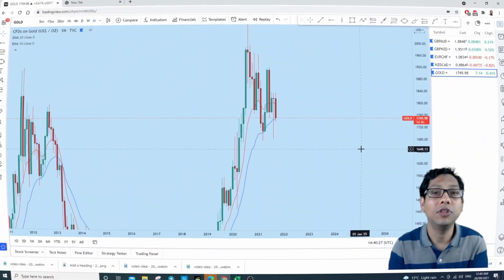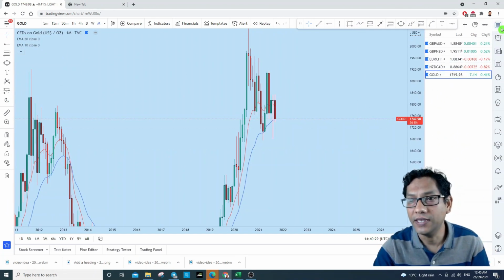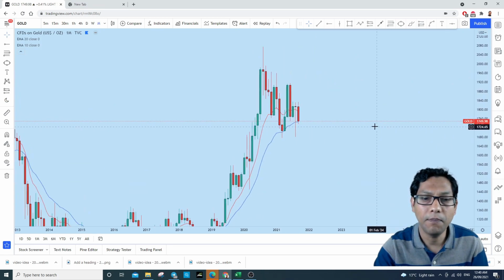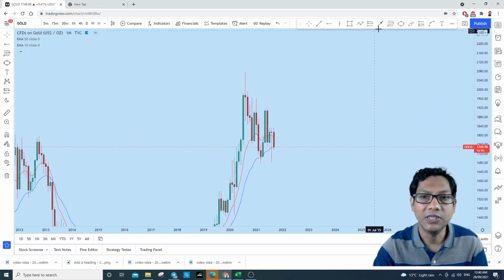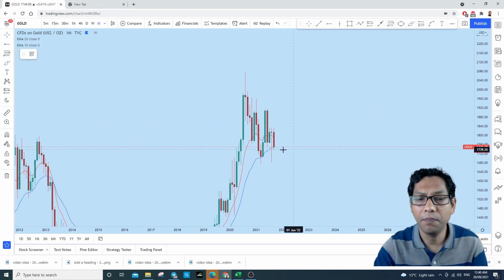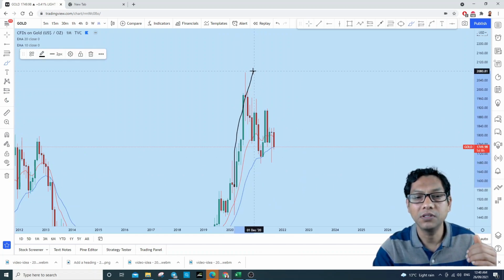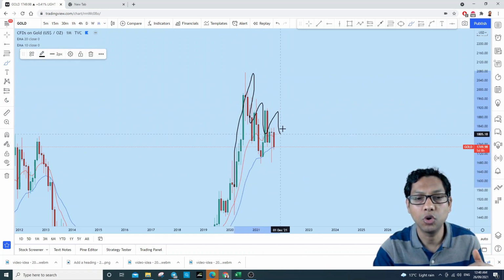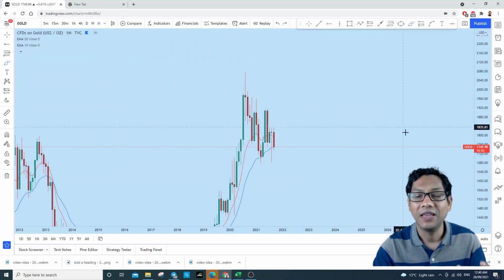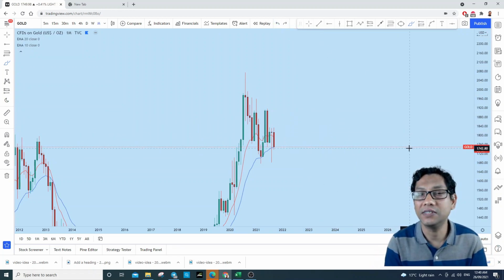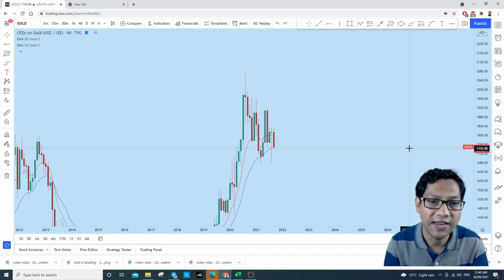Let's start with the monthly time frame as usual. Now on gold, on the monthly time frame, as you can see in the bigger picture, there has been a big impulse, and then we are seeing that slowly it is decelerating to the downside. Now a lot of people say many things. Someone says gold will go up, someone says gold will go down. Let's see if we can narrow down what might happen.